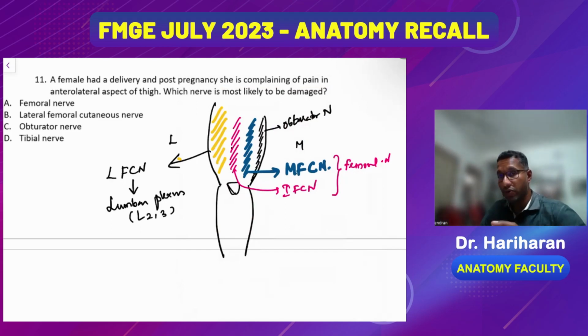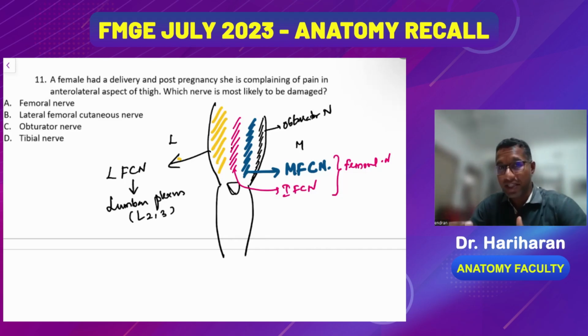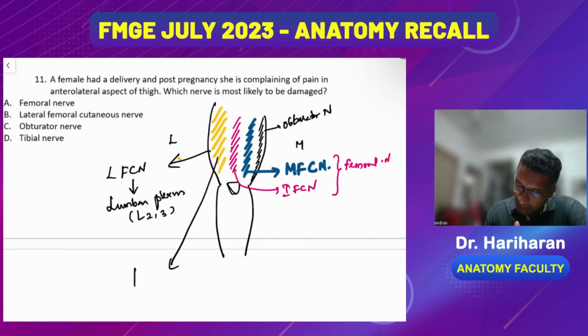So the lateral femoral cutaneous nerve of the thigh is a direct branch of the lumbar plexus, and this nerve crosses the pelvis and enters the thigh. So when a patient is pregnant, due to the pressure within the pelvic cavity, this nerve can get compressed, and because of that, the patient might develop pain on the anterolateral aspect of the thigh. And if the patient develops paresthesia in this area, that condition is called meralgia paresthetica.